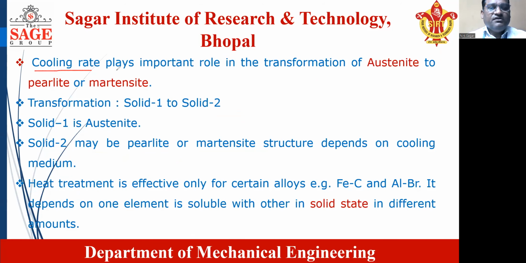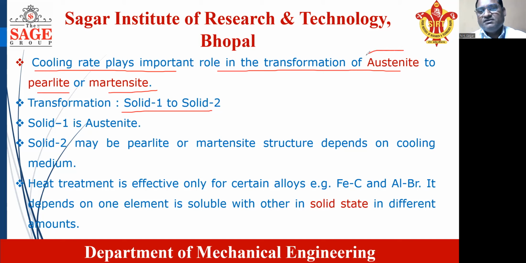The cooling rate plays an important role in the transformation of austenite to pearlite or martensite. So, in the definition, we have understood that in the heat treatment process, the transformation takes place from solid to solid, solid 1 to solid 2, and solid 1 is known as austenite.